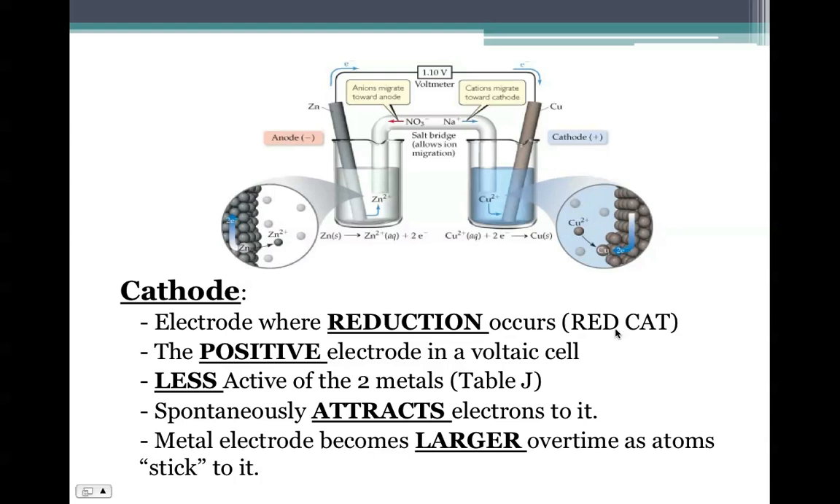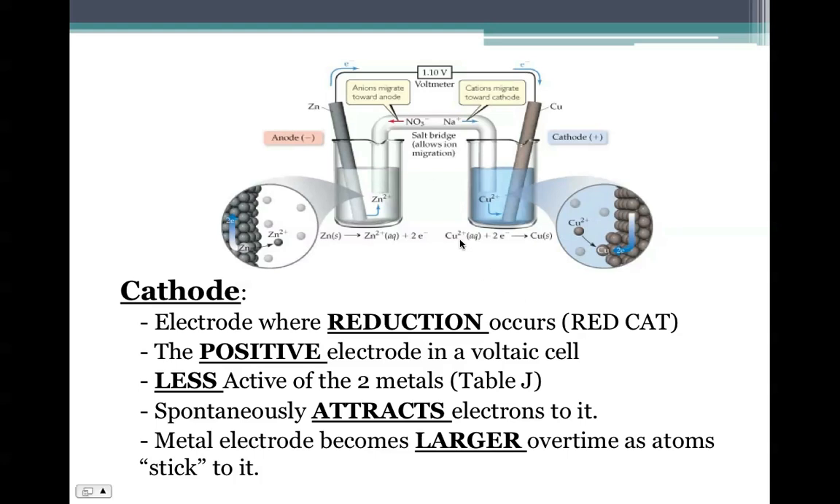A common phrase for this is red cat: reduction at the cathode. This is referred to as the positive electrode in a voltaic cell, and it's always the less active of the two metals involved in Table J, which means it's lower on Table J. This is going to spontaneously attract electrons to it. Remember, reduction is the gain of electrons, so our cathode is attracting the electrons to it. Interestingly enough, the metal electrode for the cathode becomes larger over time as the atoms stick to it.